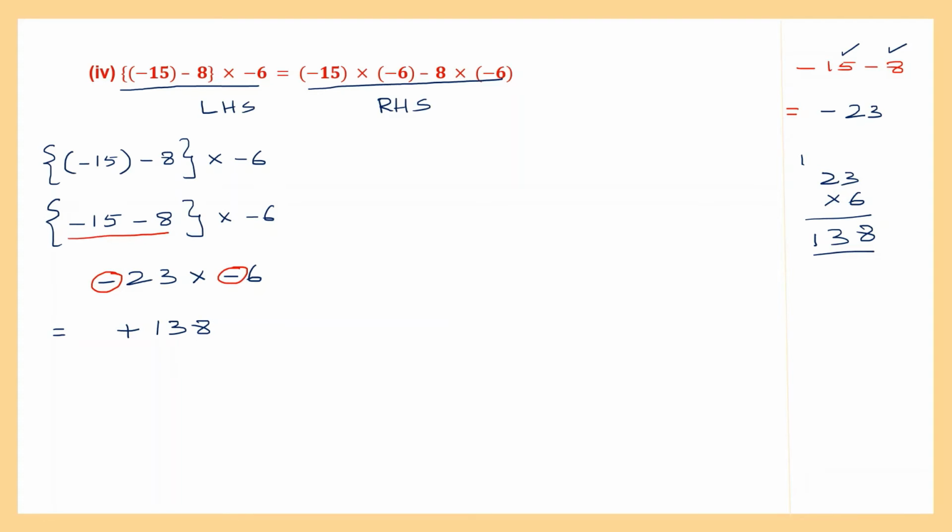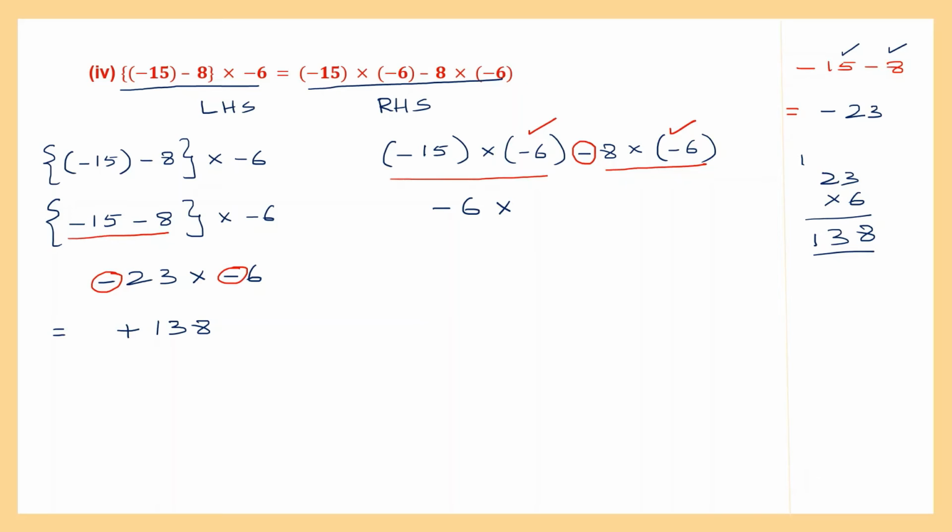Now let's work on the right hand side. So let's begin. Copy the question, minus 15 in brackets into minus 6. Then we have minus 8 into minus 6. So here you can again separate the multiplication part here and the multiplication part here. In between we have a subtraction sign. So apply the distributive property here. What is the number that's common? Minus 6. So that we're going to write it outside. We'll write minus 6 into, and inside we're going to write minus 15 minus 8.